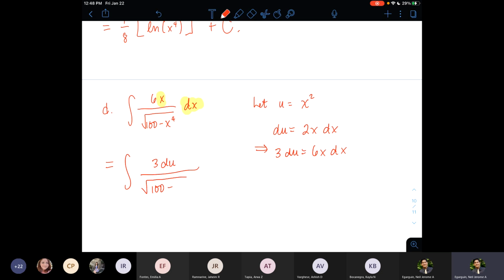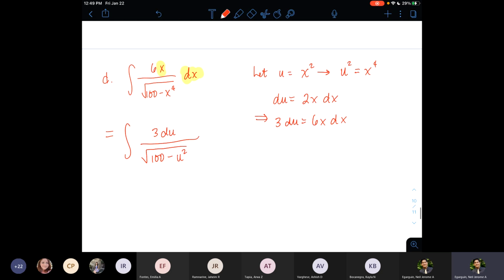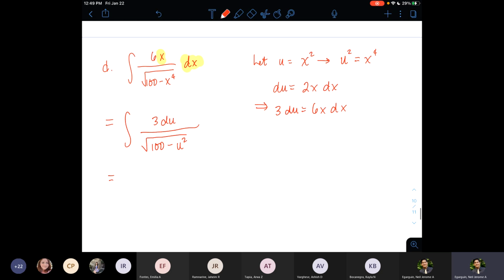We said, okay, I'm going to let u be equal to x squared. This means u squared is equal to x to the fourth. Agree? So that means that x to the fourth in the denominator can be replaced by u squared. Okay? And this can be rewritten again as 3 integral of du over the square root of 10 squared minus u squared.